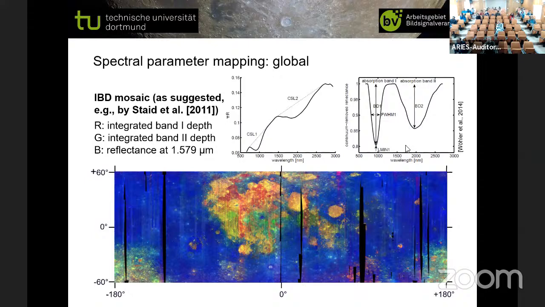So what is very typical is one absorption band at 1000 nanometer wavelength and another one at around 2000 nanometers wavelength.